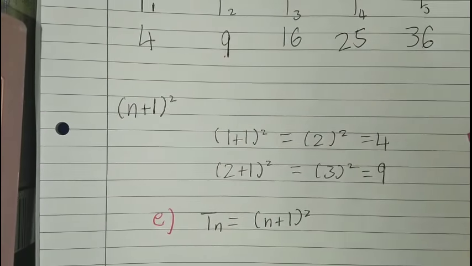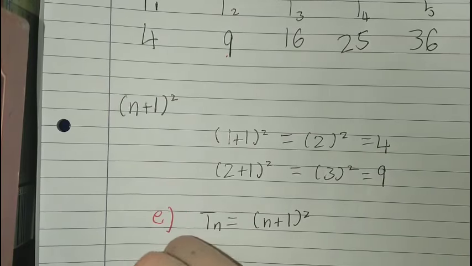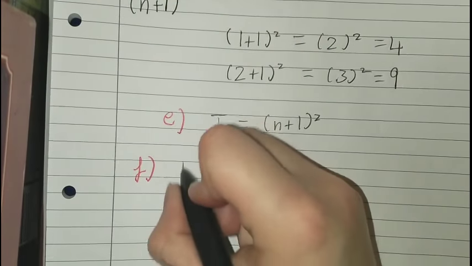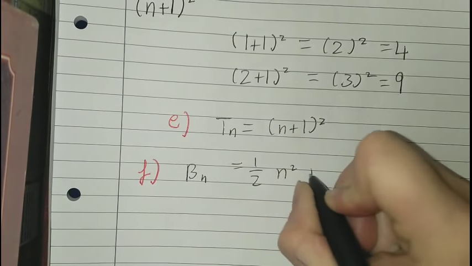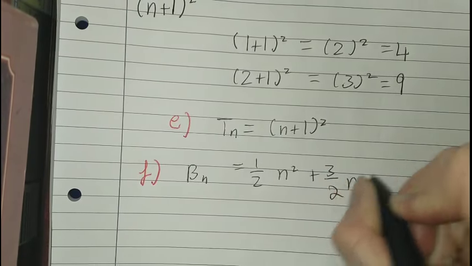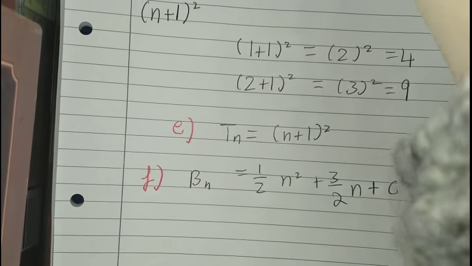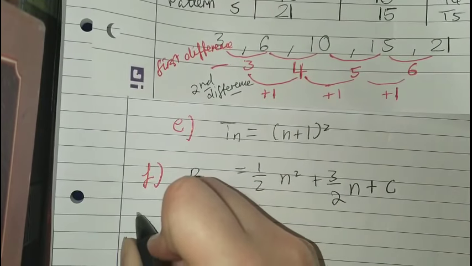And then we were told in part F that the number of black triangles in the nth pattern is given by the formula a half n squared plus 3 over 2n plus c. So find the value of c. So what I can do is get the number of black triangles in the first pattern, which is 3.